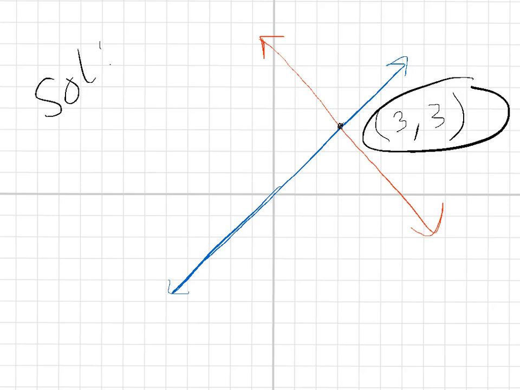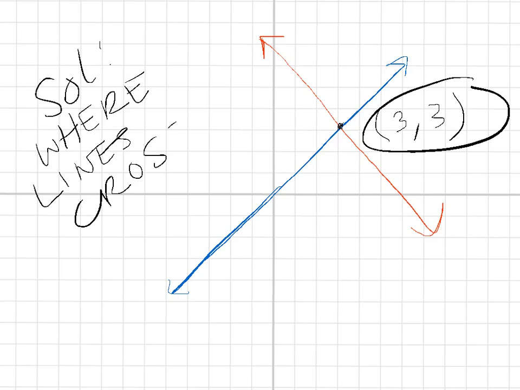So graphically, the solution is where your lines cross. And that's it. So you can plug them in to verify what a solution is. And remember, it's always an x and a y. There's always two of them. And graphically, it's where your two lines cross, where they intersect.